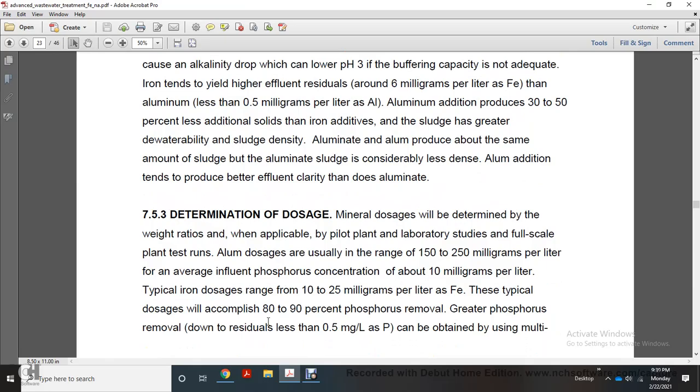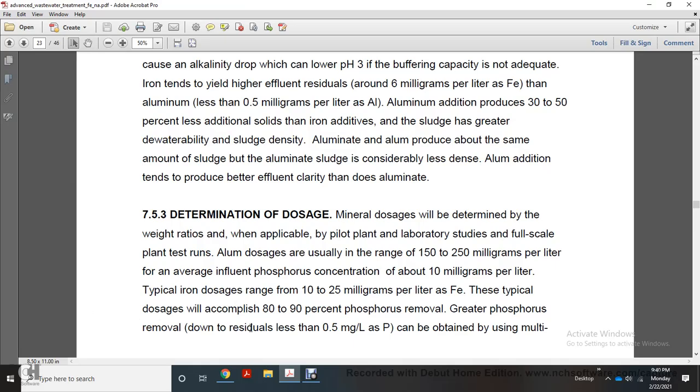The doses are determined by the weight ratio of the applicable mineral. The pilot plant, laboratory study, and full scale plant test runs. Aluminum doses usually range from 150 to 250 milligrams per liter, with an average influent phosphorus concentration of about 10 milligrams per liter. Typical iron dosage ranges from 10 to 25 milligrams per liter as iron. Typical dosage will accomplish 80 to 90% phosphorus removal.